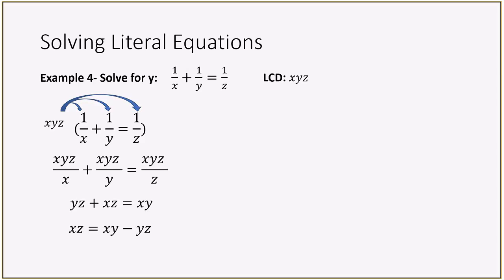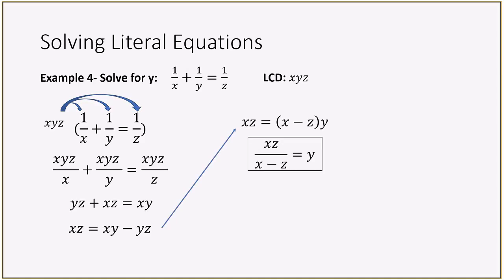Now it's still kind of hard because I want to get y by itself, but now I have two y's. It'd be really great if I could only have a single y, so then I could actually solve for that single y. We can do that by factoring. We're going to factor the y out of both terms. So we have xz is equal to x minus z times y, and then I'm going to divide both sides by x minus z. So y is equal to x times z over x minus z.